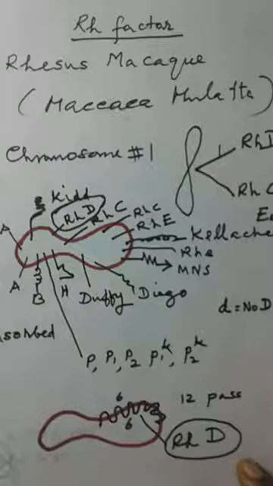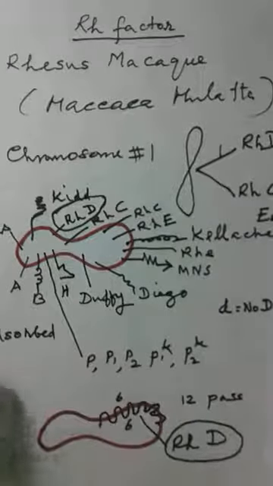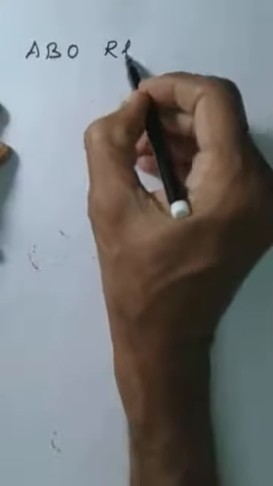So now we are concentrating only on ABO with RH.